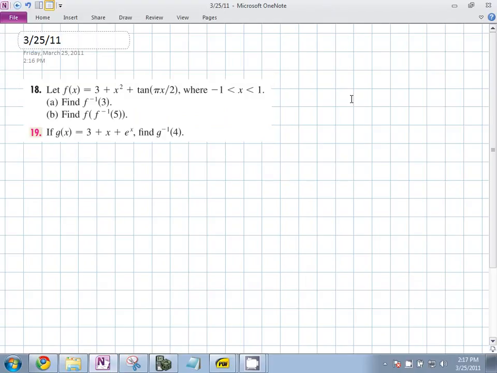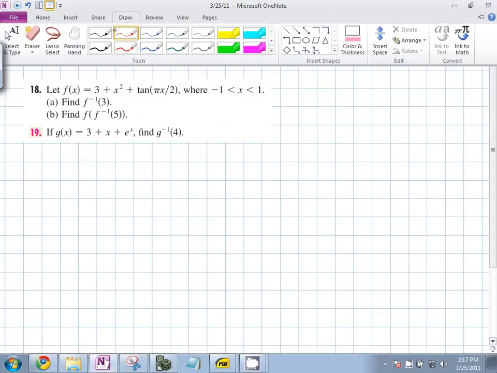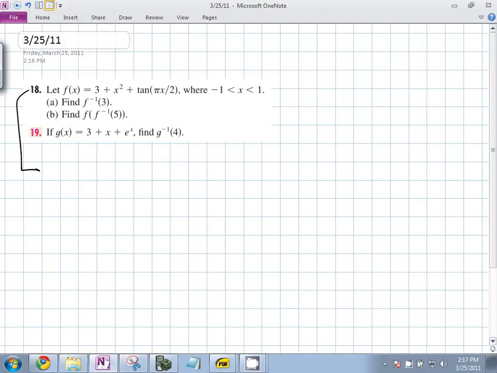So on 18, can someone explain to me what's your process for doing 18? What do you have to do? What are you going to try to do first? Find the inverse by... Yeah. You're right. That's true. If you do try to find the inverse, what happens now?